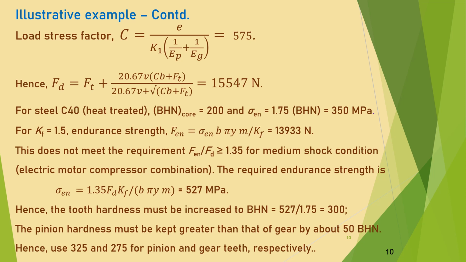As the tooth hardness must be increased, BHN is equal to 527 divided by 1.75, that is equal to 300. The pinion hardness must be kept greater than that of the gear by about 50 BHN. Hence use 325 BHN for pinion and 275 BHN for the gear.